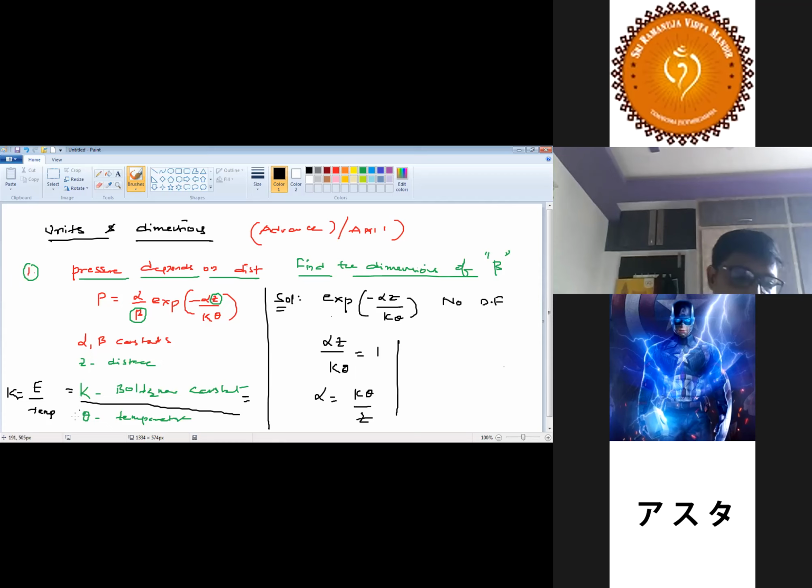What is the Boltzmann constant? Energy by temperature. What is the dimension formula for energy? M L square T power minus 2. And temperature is K, right?